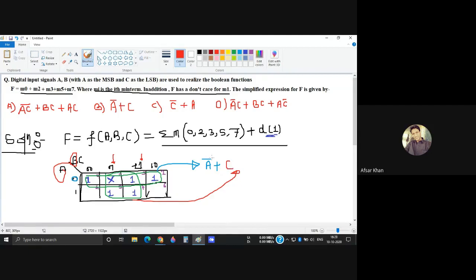What is the correct answer then for the option? Students, tell me. A bar plus C. Option B. Very good. Option B is correct. F is A bar plus C. We have got this correct answer.